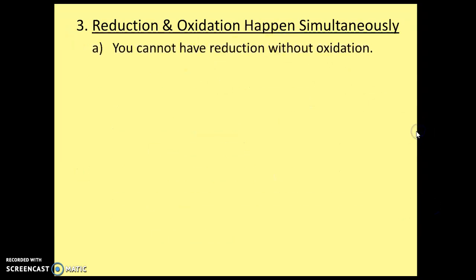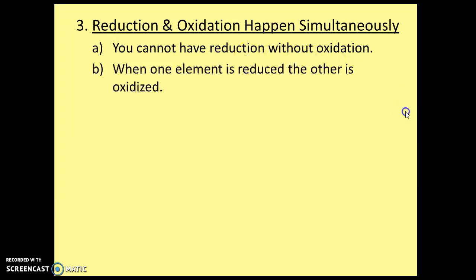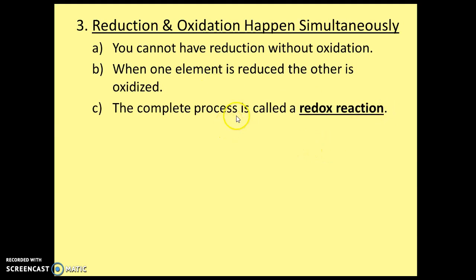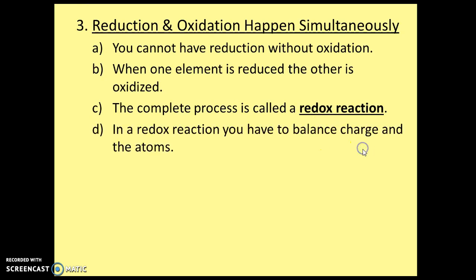So let's talk about them happening. They have to happen at the same time because it's a transfer of electrons. So you cannot have reduction without oxidation. When one element is reduced, the other is oxidized. It happens at the same time. The complete process is called a redox reaction, just an abbreviation of reduction and oxidation. In a redox reaction, you have to balance both the charge and the atoms.